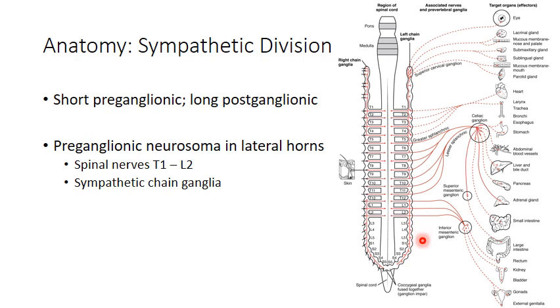Our preganglionic neurosomas, so the cell bodies for our preganglionic neurons, are going to begin in the lateral horns and nearby gray matter of the spinal cord. So we're starting in those lateral horns. Again, if you think back to last week's lecture, I said that in particular regions of the spinal cord, we have lateral horns of gray matter. They are associated with the sympathetic division of the nervous system. So that's where we are with our cell bodies in those lateral horns and then leading out of the spinal cord. So the axons are going to lead to what are called sympathetic chain ganglia.